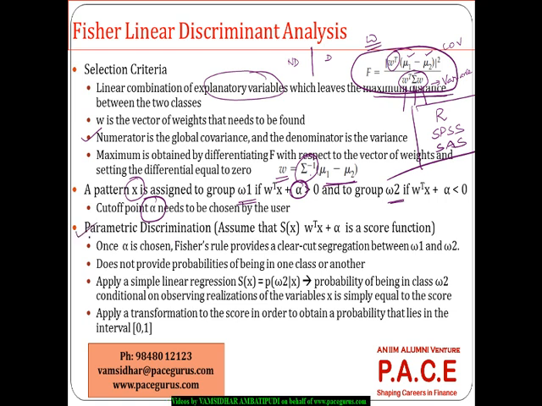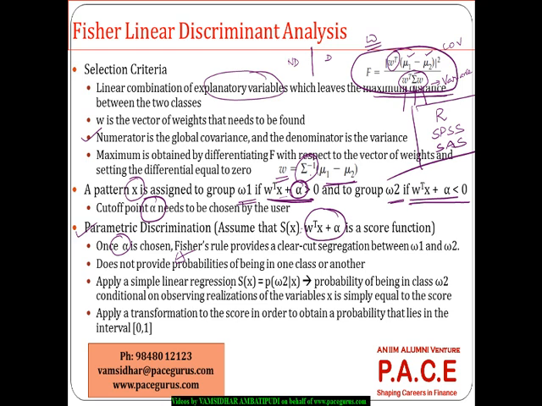And when I am doing a parametric understanding, just assume that S of X is a score function, which is W transpose X plus alpha. Once I have chosen the alpha, Fisher's rule is a clear-cut segregation between omega 1 and omega 2, because this is the formula for the classification of omega 1 and omega 2. But it is only doing the classification; it is not providing the probability of a particular person belonging to group 0 or group 1, default or non-default.